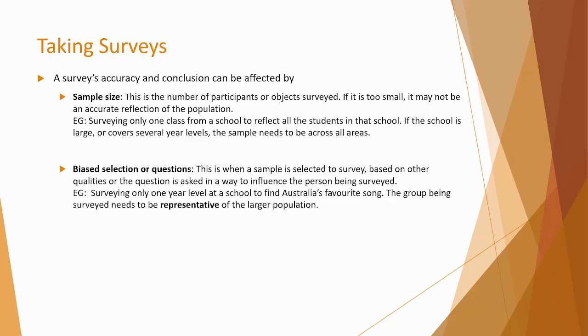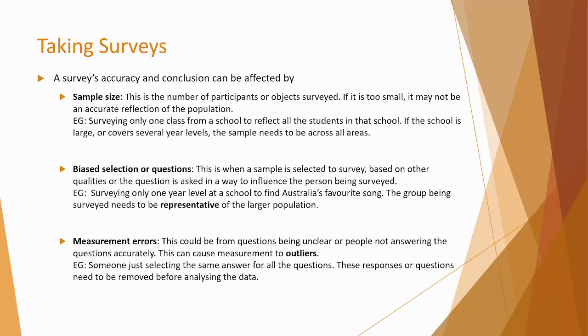Now, a biased selection or biased questions are when the survey is done in such a way that it could influence the people who are being surveyed, or it could be that I'm being selective as to who I'm surveying, and that might change the outcome of the survey. So an example would be if I wanted to find out Australia's favourite song, and I only surveyed one group of people, such as 1 year level at a school. Obviously, I might find out what someone in that age group might think of their favourite song, but I wouldn't be getting anyone outside of that group. So if I wanted to find out Australia's favourite song, I'd have to survey a whole group of people ranging from different ages and different backgrounds.